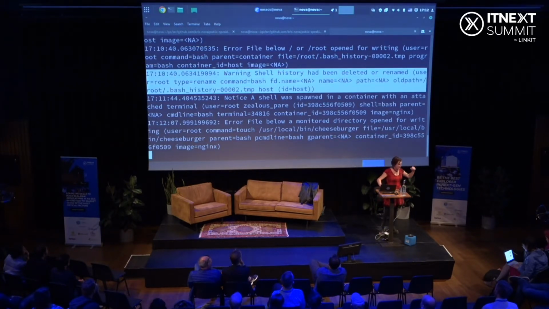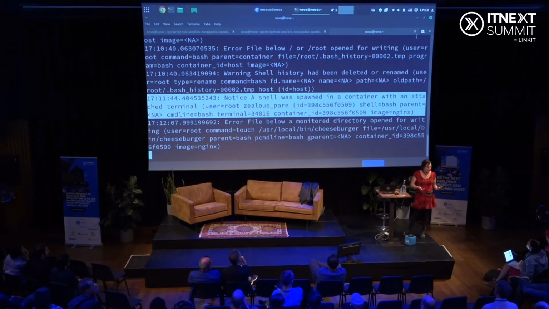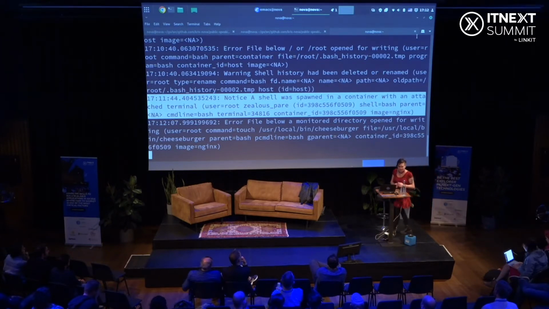This was when I exited out of that C program earlier. But we also have a notice that a shell was spawned in a container, which is pretty alarming as well, because that means whatever you're doing, you could potentially cover up if you knew how to manipulate the system.